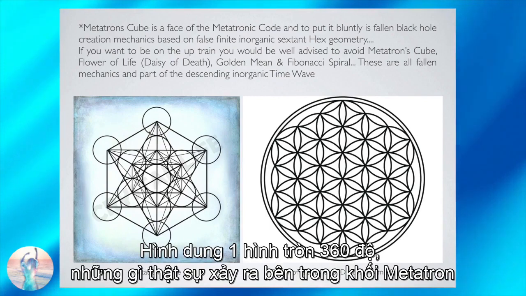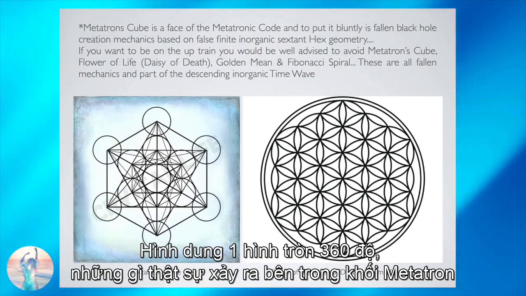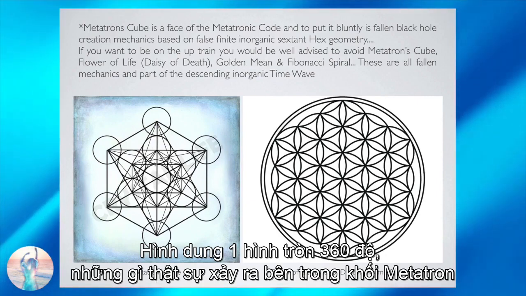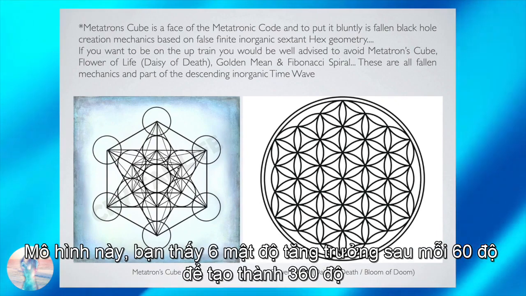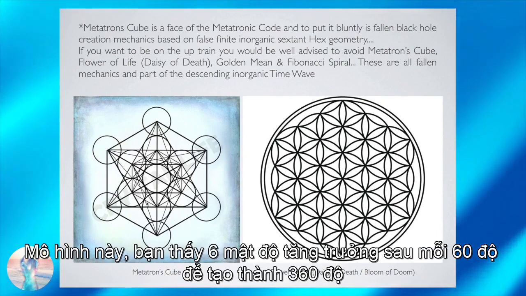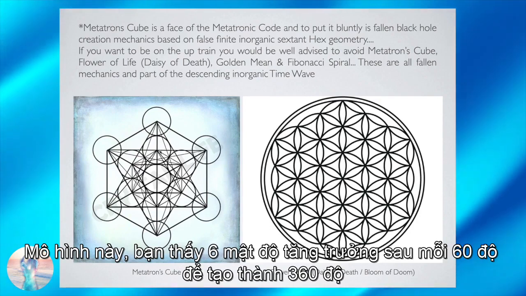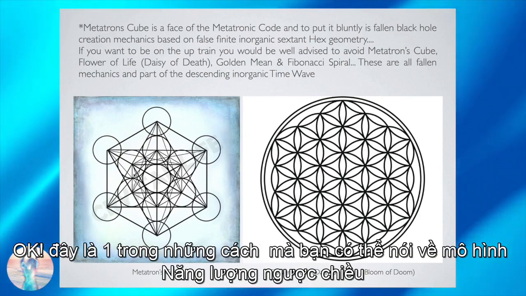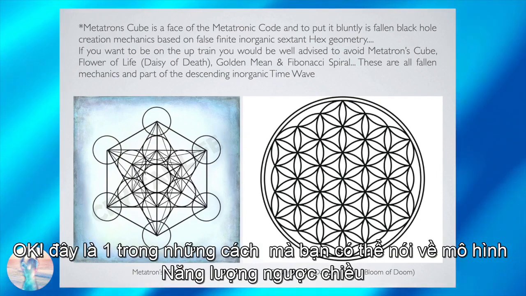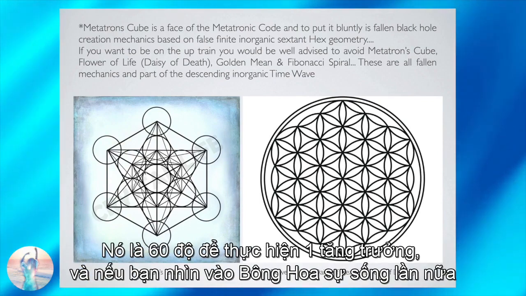So imagine a circle being 360 degrees. Now what actually happens in the Metatron's cube template, you have 6 increments of 60 degrees to make the 360 degrees. So each one of these increments is a 60-degree increment. Okay, so that's one of the ways that you can tell a fallen template, by its 60-degree increment.